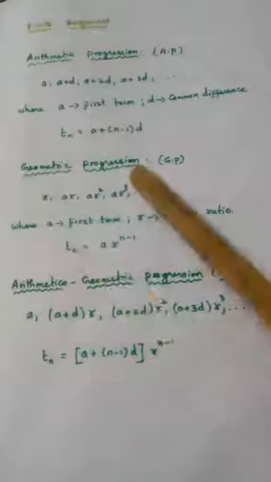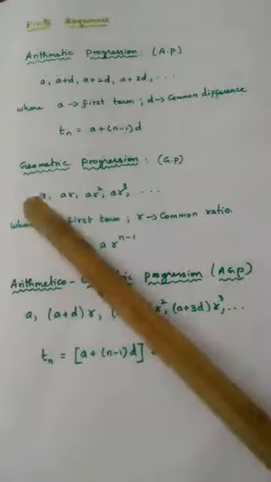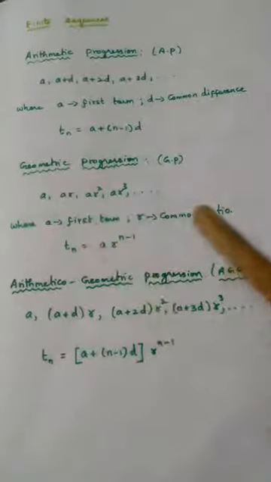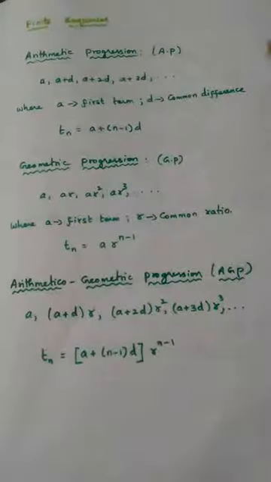Similarly, geometric progression means GP. The general form is a, ar, ar square, ar cube, it goes on. A is called the first term, r is called the common ratio. How to calculate r? It is T2 by T1. D means T2 minus T1. Common ratio means T2 by T1.